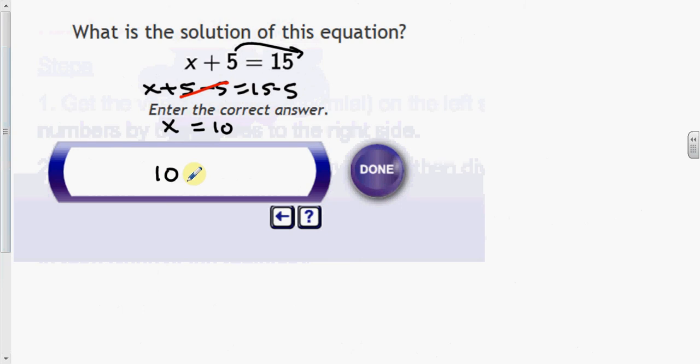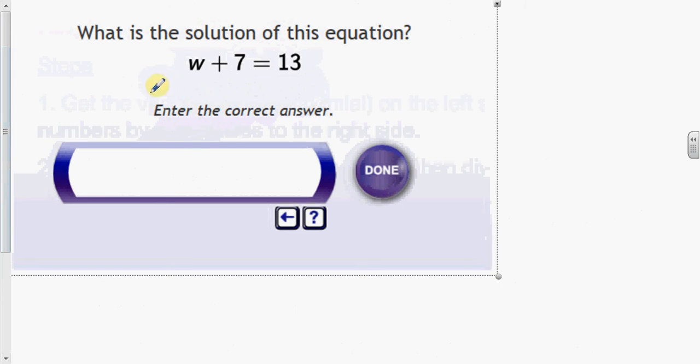So I think you just enter the number. They may want you to enter x equal to 10 or 10 maybe, I don't know. Since I'm not in that mode in Plato, I'm just going to put x equal to 10. Can't go wrong with that.